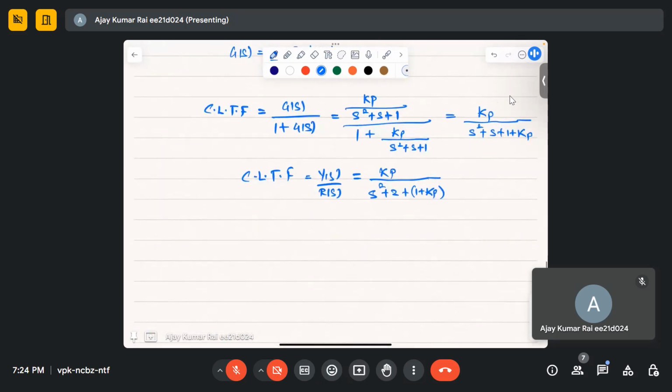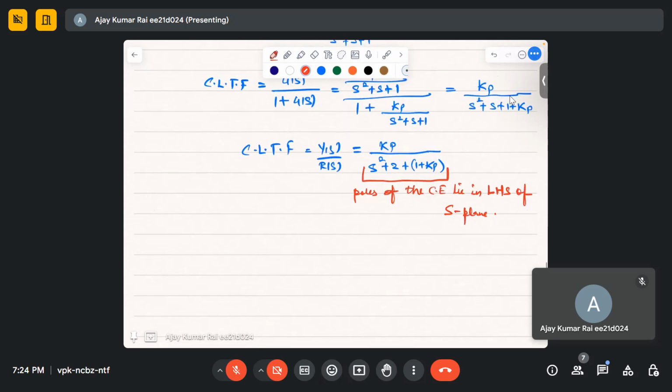The closed loop system is stable when the poles of the characteristic equation lie in the left hand side of the complex plane, the S plane, right? So you have to ensure the poles of this transfer function lie in the left hand side of the S plane, by seeing what is the possible value of Kp. Okay, that's what we want.